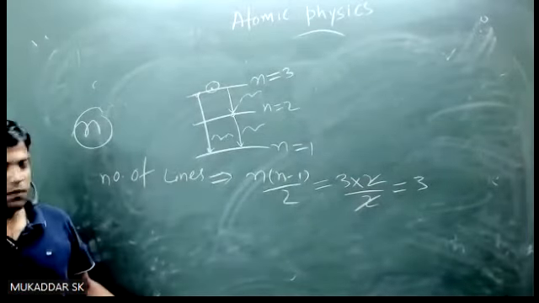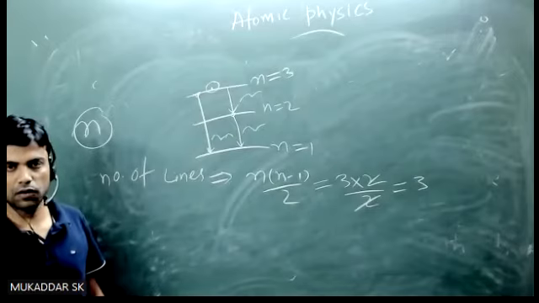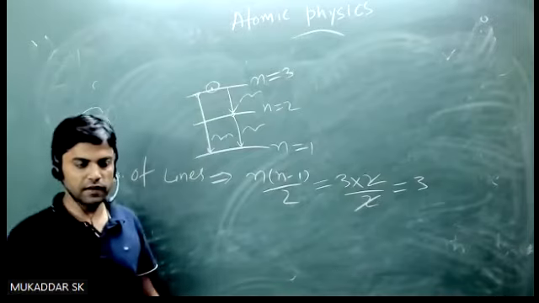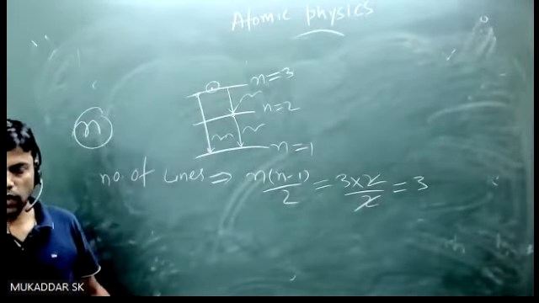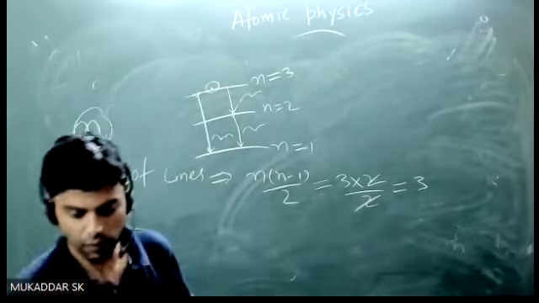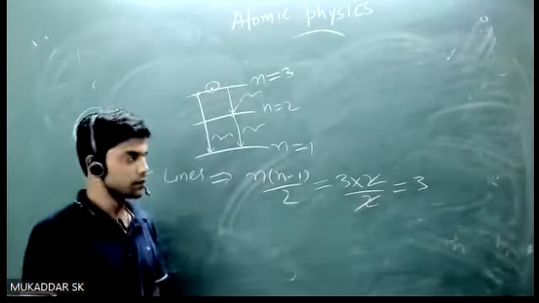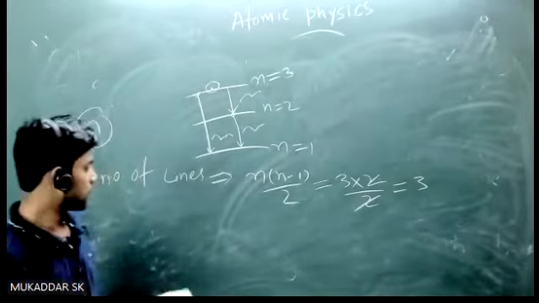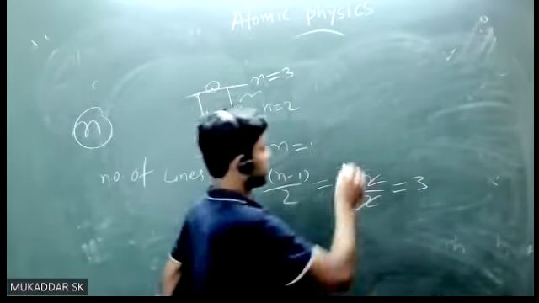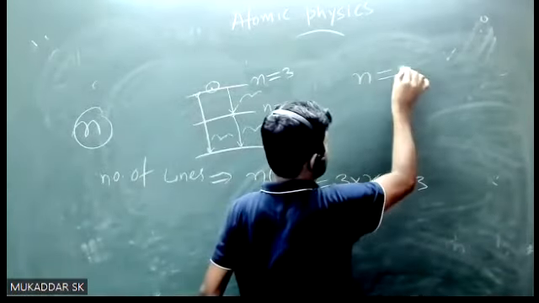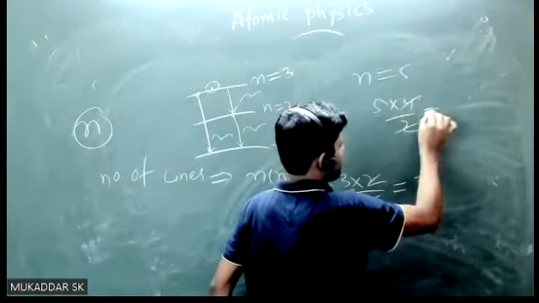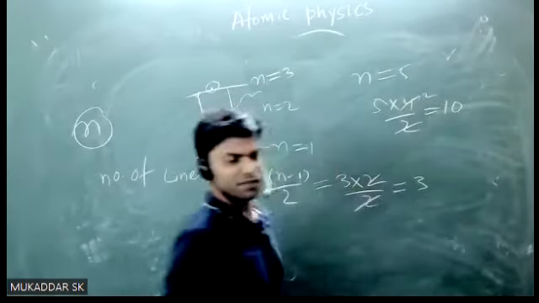Now suppose the electron is initially at n equals 5. Please do this problem. How many lines will you get? 10, right? If initially the electron is at n equals 5, the number of lines will be 5 into 4 by 2, so it will be 10.